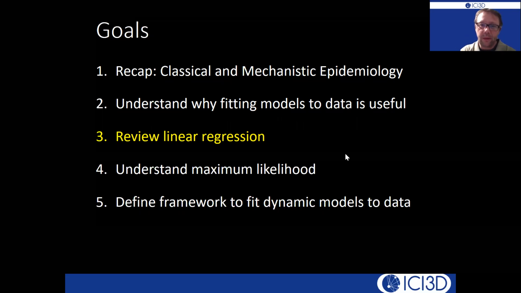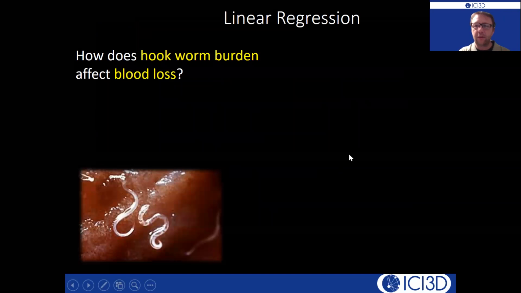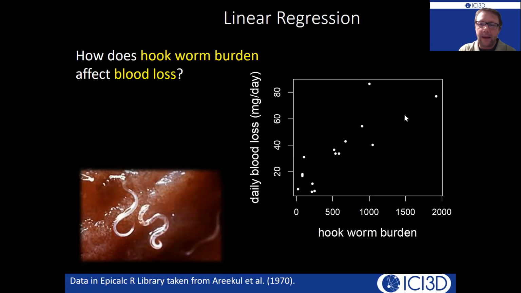So here's an example. We start with a question. How does hookworm burden affect blood loss? And the first thing that we would do is collect some data. And rule number 1 of statistics, always look at your data. And so here's hookworm burden on the x-axis and daily blood loss. And right away, it looks like a line would fit these data reasonably well. So that's something that we might want to do.